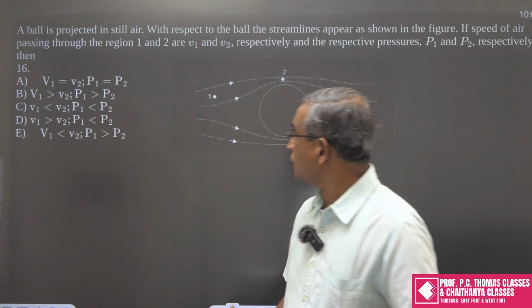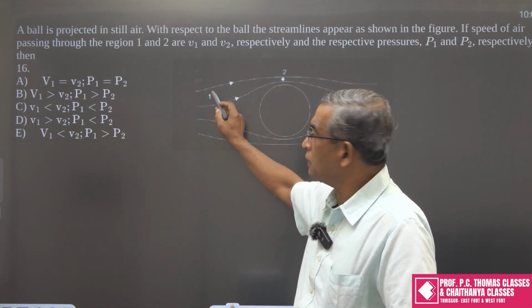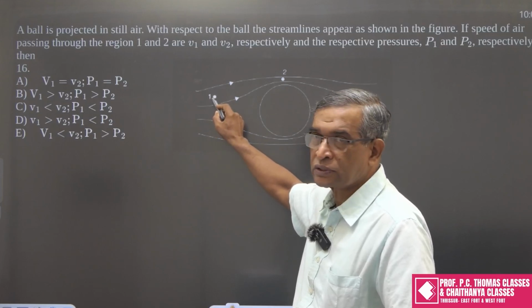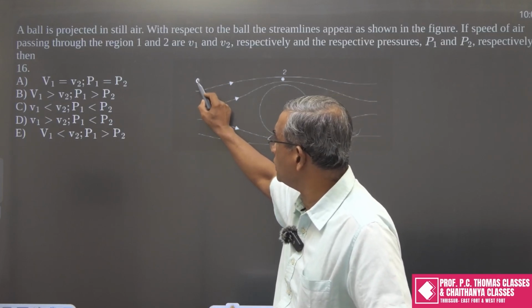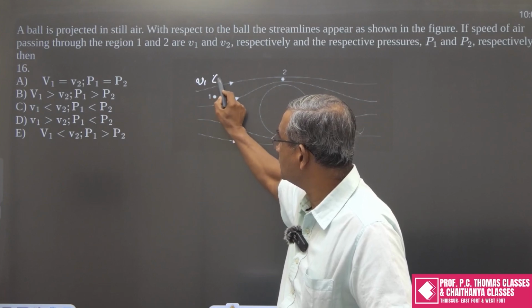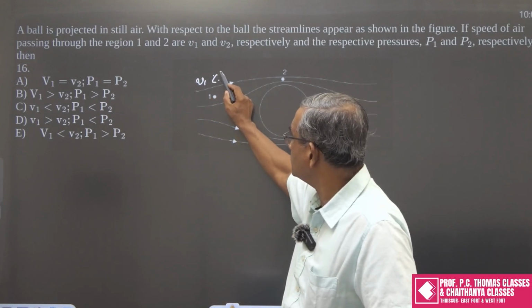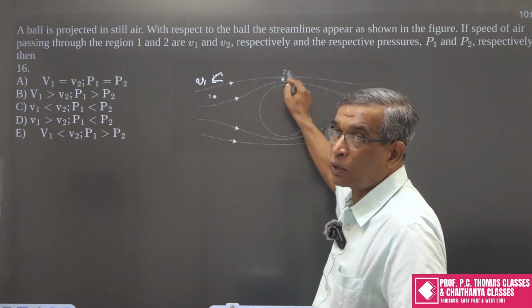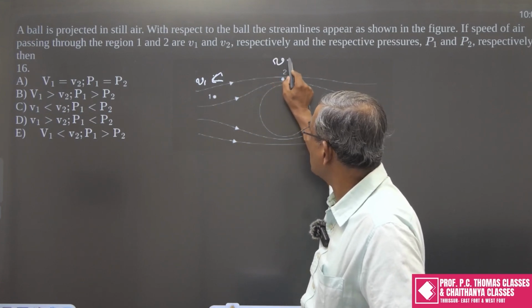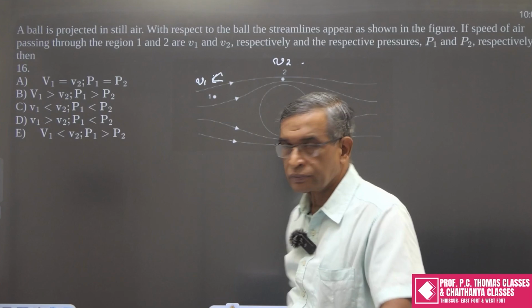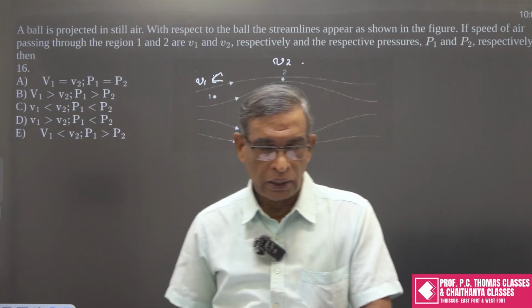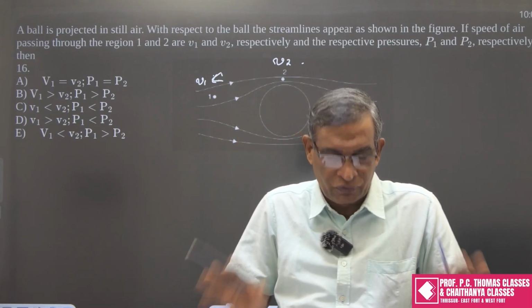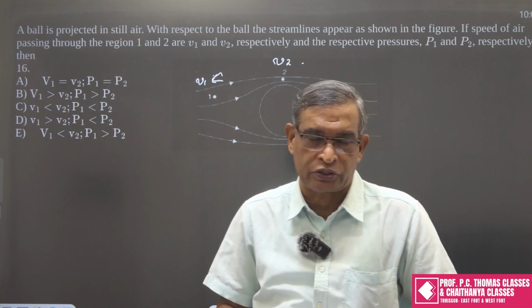And if you look here, you can say at 1, through unit area, the crowding is less. And over here, velocity V1 is less. Whereas here, number of flux lines through unit area is more, or crowding is there. Therefore, velocity here V2 is large. From the figure, you can get that information.